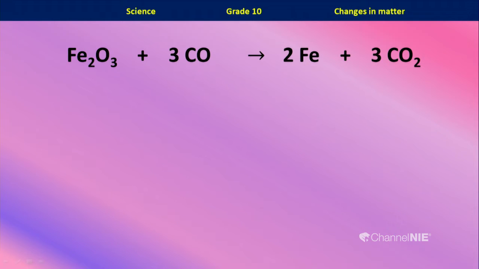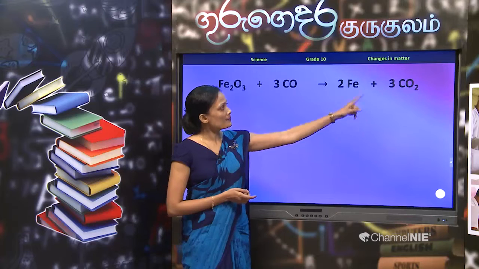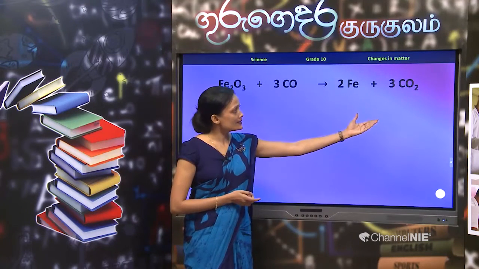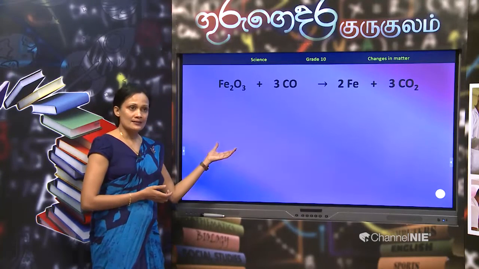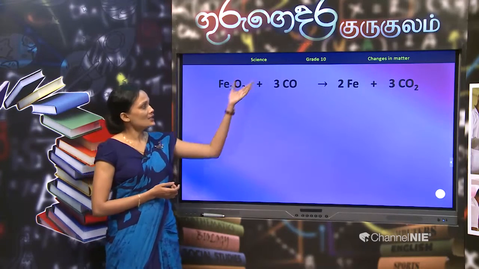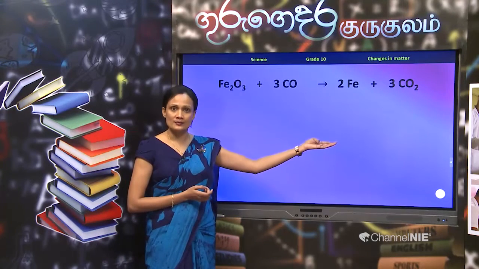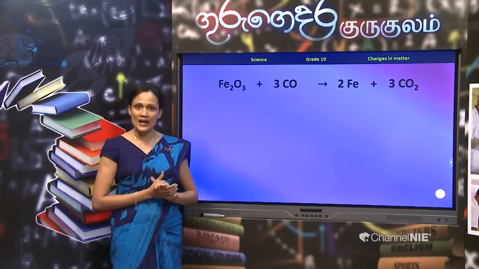Here there are 3 oxygen atoms, and in carbon monoxide there are another 3 oxygen atoms. The total number of oxygen atoms on the reactant side is 6. And look at the product side. In carbon dioxide 2 oxygen atoms are present. It is multiplied by 3, that's why there are 6 oxygen atoms on the product side. On the reactant side 6 oxygen, on the product side 6 oxygen atoms. That's why oxygen is also balanced.